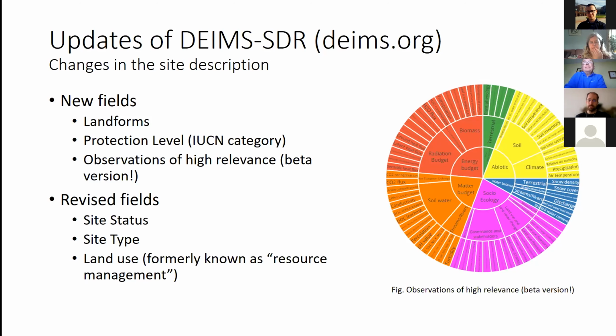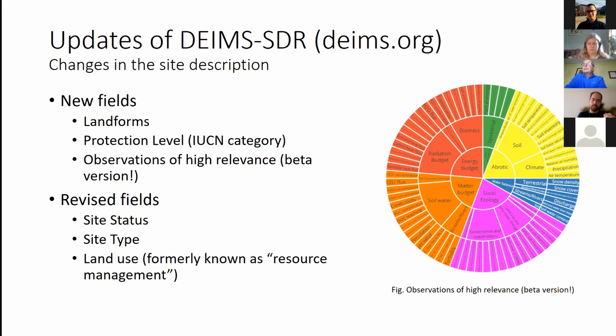have added a few new fields describing the landforms, the protection level of the site, and something that we at the moment call observations of high relevance. I've put in parentheses that it's a beta version with an exclamation mark to genuinely indicate that it's not the final version. So if you notice anything that's off and it's not working for you, then please use the DIMES contact form or drop me an email right away so we can address that.